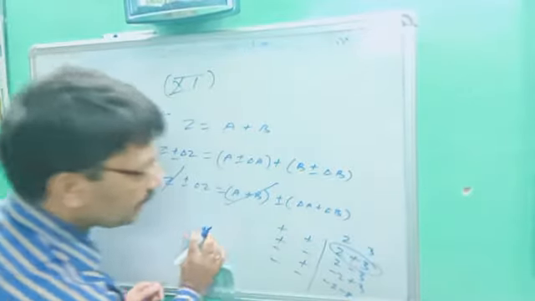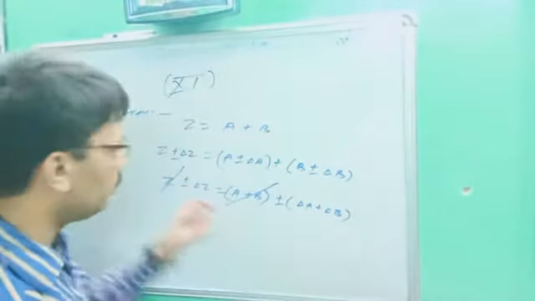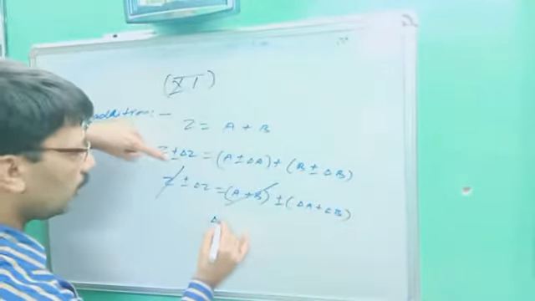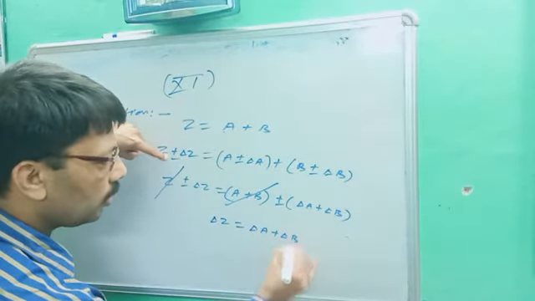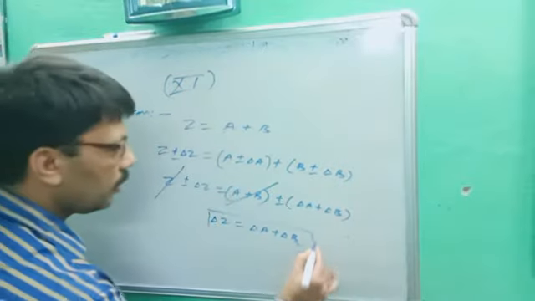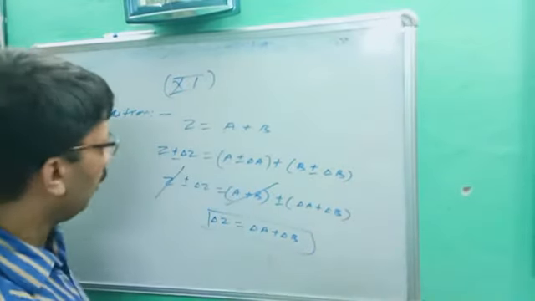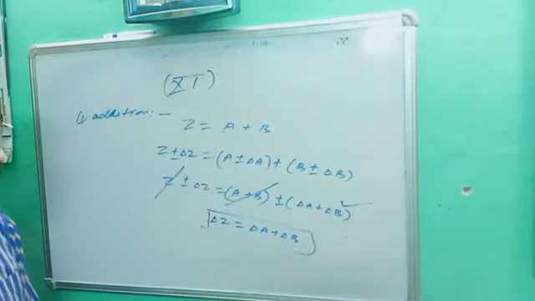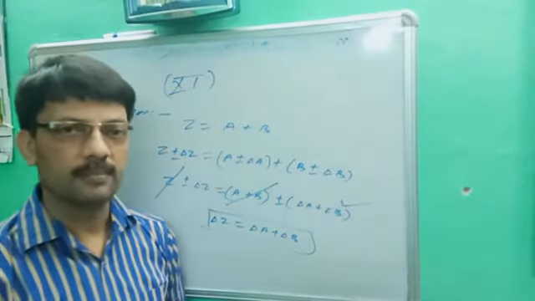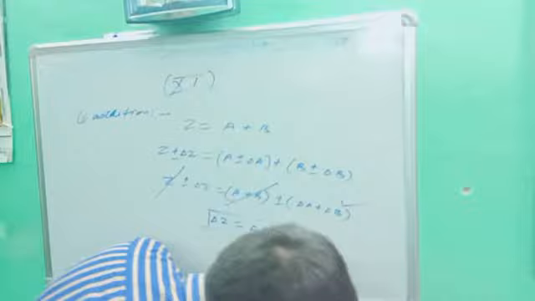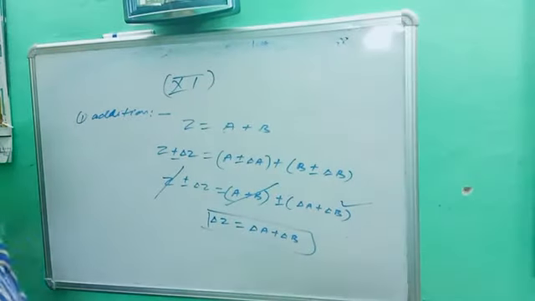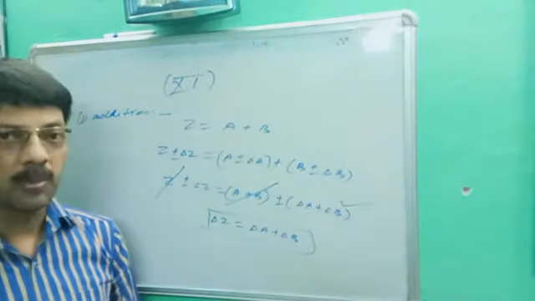So what is the condition for maximum error? If both are positive, so its answer will be del Z is equal to del A plus what? Del B. So this is the formula for combination of error in addition. Note down the point. Today I will tell the formula. Next day we will solve some numerical problems on it.